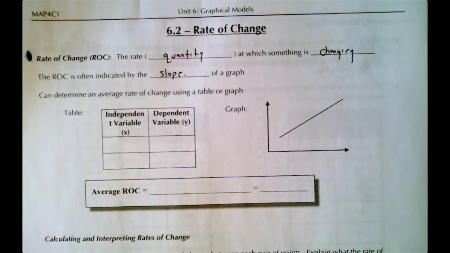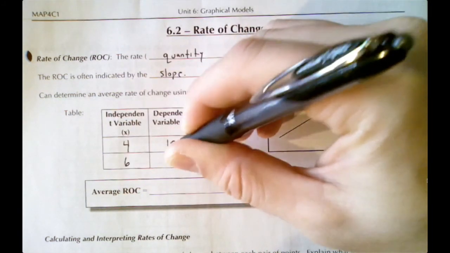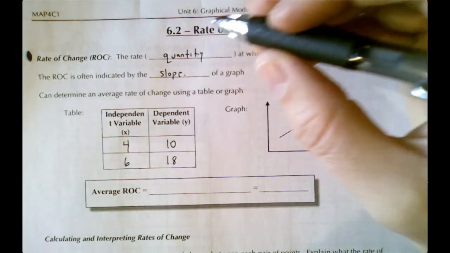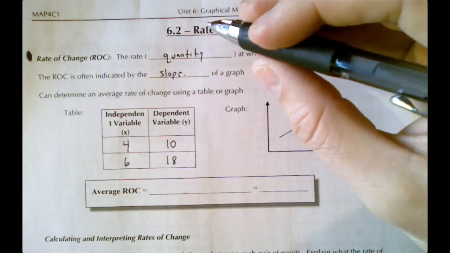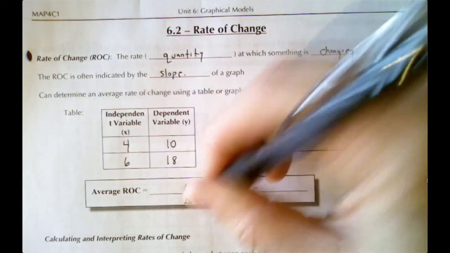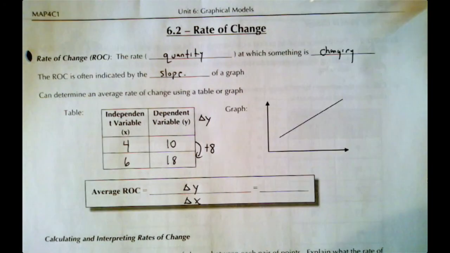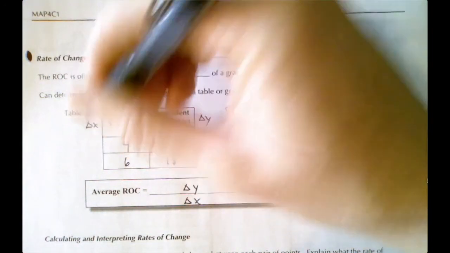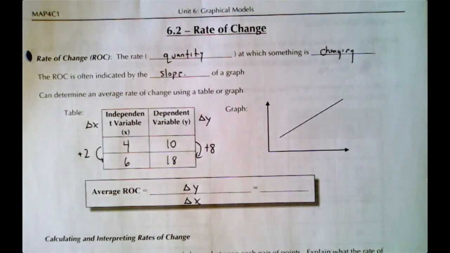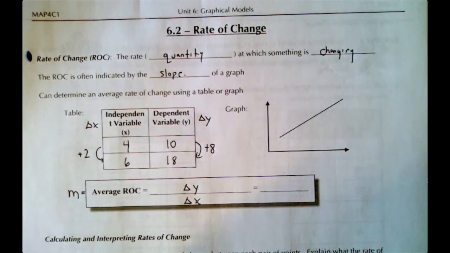Well, if you have a table, let's make up some numbers for our table. Say 4 and 6, 10 and 18. If we want to find the slope, we're looking for the change in y over the change in x. The change in y is just how y is changing. Well, y is going up by 8. How is x changing? It's going up by 2. So if we wanted to find the slope here, I'll say m for slope, we would do 8 divided by 2, which is 4, and that would be our rate of change.